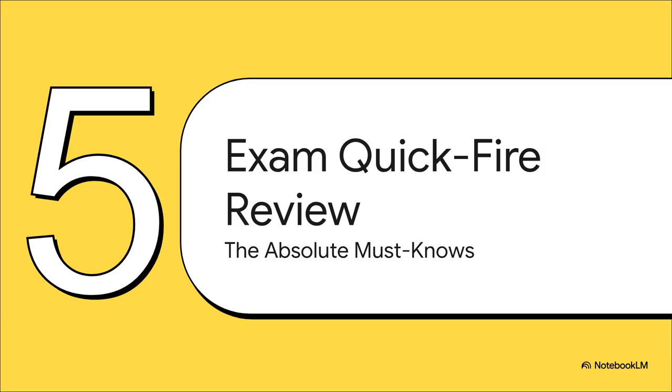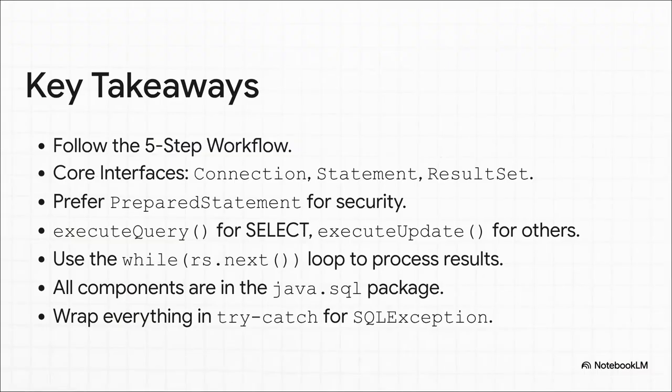Okay, that was a lot, I know. So let's do a super fast, quick-fire review to make sure the most important stuff really sticks. Ready? Here we go. The 5-step workflow is your Bible. The 3 big interfaces you need to know are Connection, Statement, and ResultSet. Always, always, always prefer PreparedStatement to stop SQL injection. executeQuery is for select. executeUpdate is for everything else that changes data. The while rs.next() loop is how you read your results.